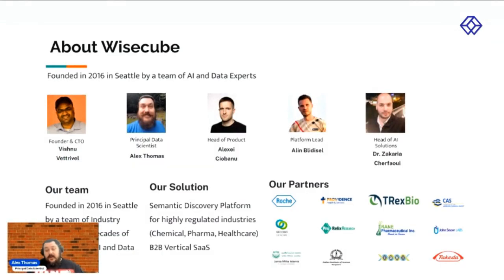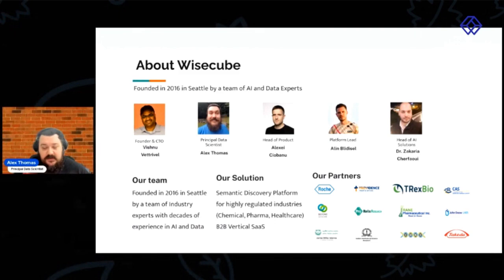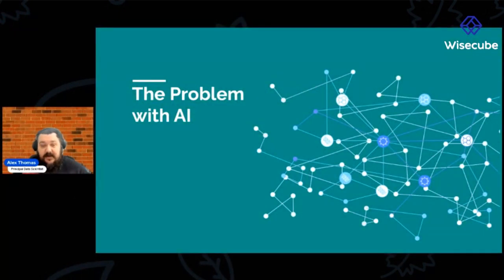Okay, so a little bit about us. I'm the principal data scientist at Wisecube, and we've been working together for a few years. And we've worked on various different technologies in different domains. Today I'm going to be talking about an issue with AI, but specifically how do we actually detect this issue and how do we know that we're detecting it correctly?